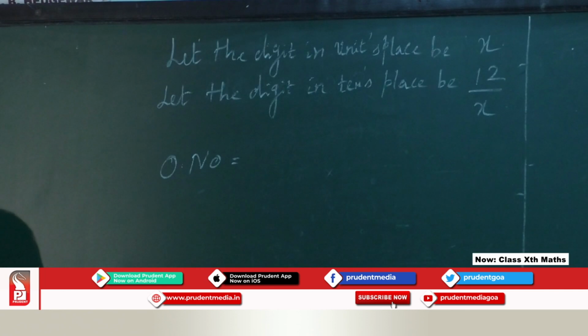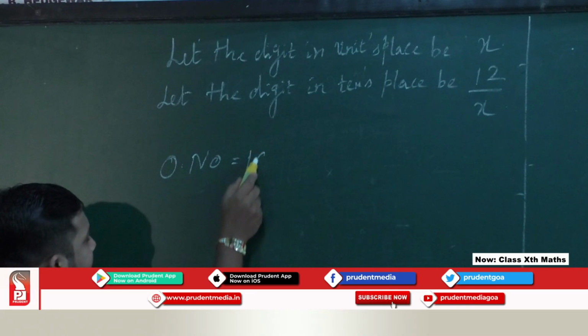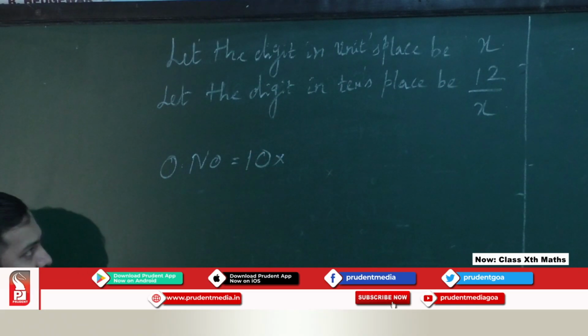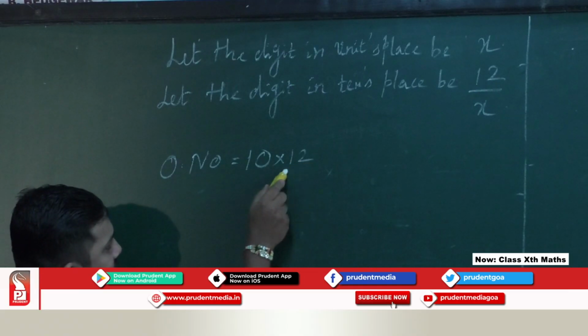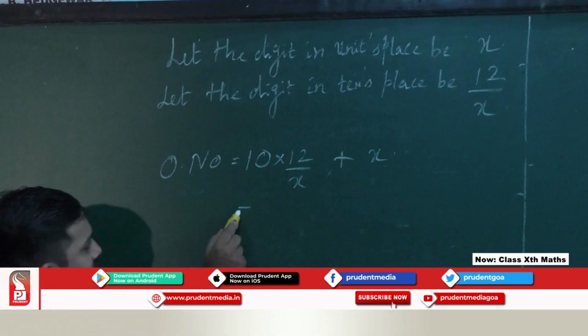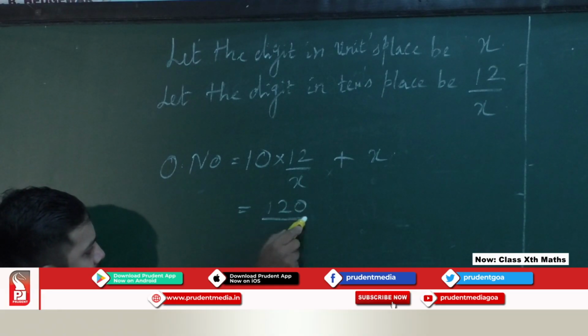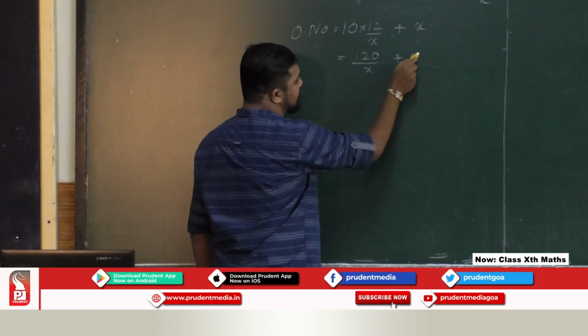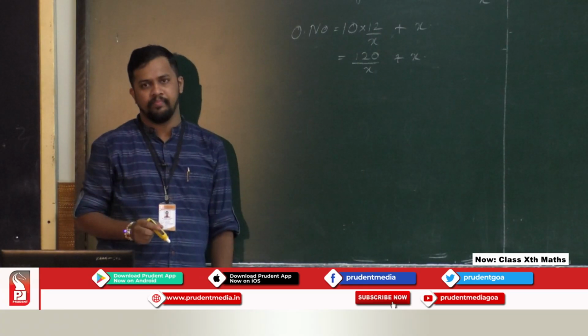How am I finding the original number? Tens place, it is number 10, which is the tens place digit now: 12 by x. Plus the ones place x. It will give me 120 by x plus x. This is my original number.